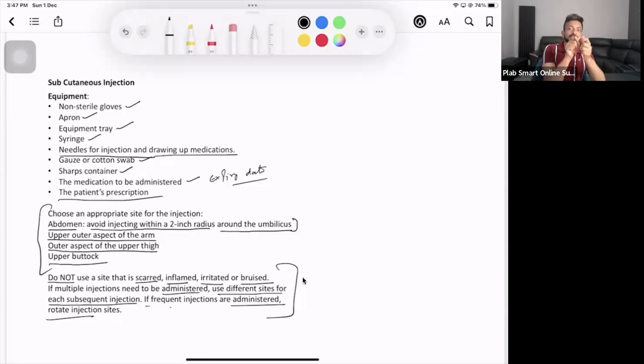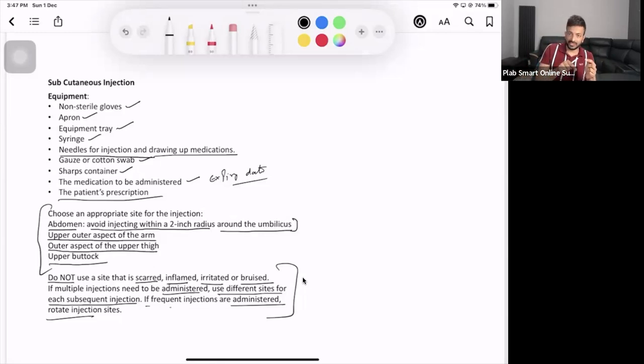Now, usually when we give the injection, first we pull the plunger and then we inject. Why do we pull the plunger? Just to see if we are in a major blood vessel or not. If yes, then we have to be very careful. Do I need to do the same thing when I'm doing a subcutaneous injection? The answer is not really, because we are in the subcutaneous tissue and we don't have any major vessel. So you just push the medicine in the arm or whichever place you want to give, and that should be okay. You don't need to pull the plunger.